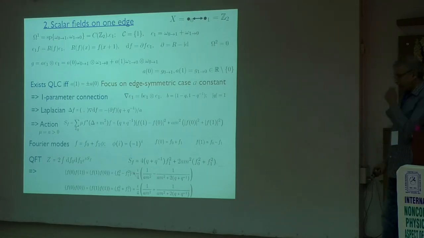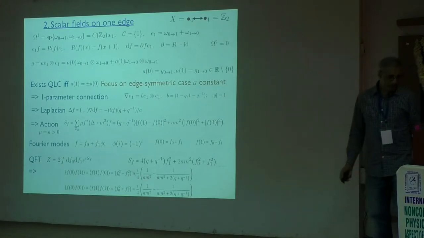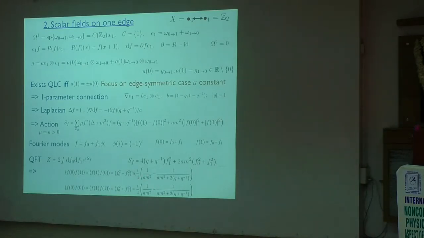The only thing I want you to take from this is that this would have an IR divergence. If the mass was zero, there would be a divergence here. But for a massive field, this is controlled. Okay, so that was a warm up.